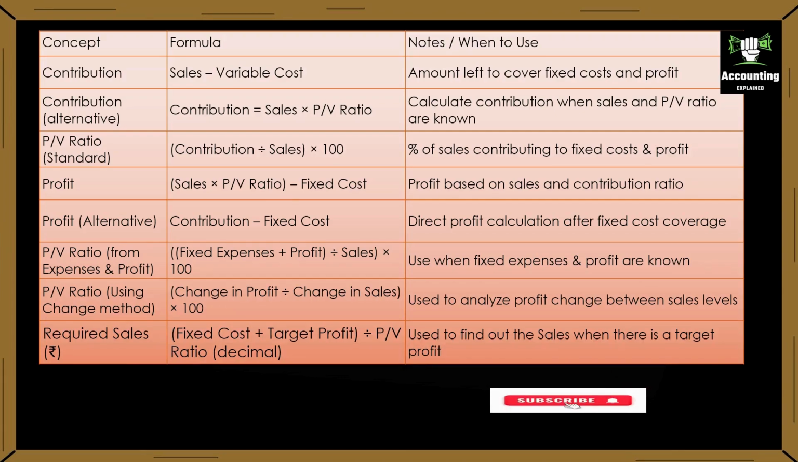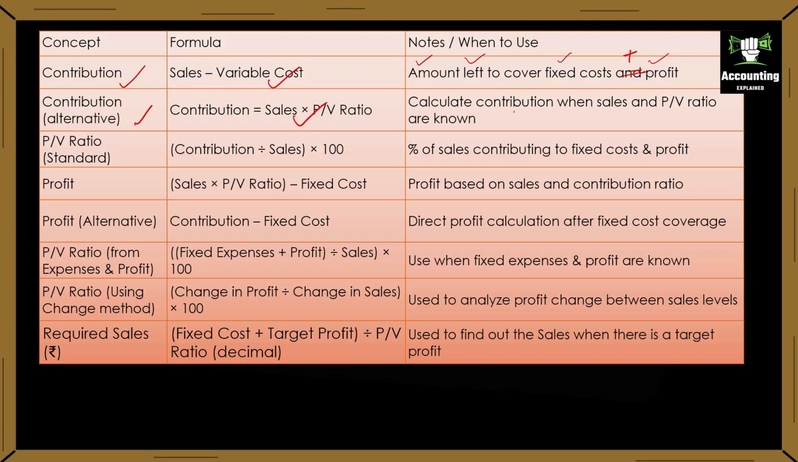Let us quickly go over the essential formulas you will need for solving contribution and P by V ratio numericals. Please do not be intimidated by the list because most of the questions use only one or two of these formulas at a time. Okay, now let us see. Contribution is equal to sales minus variable cost. This is the amount left to cover fixed cost and profit. In other words, you can write contribution is equal to fixed cost plus profit also. Another way of finding contribution is sales into P by V ratio.